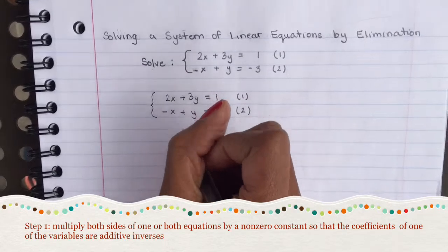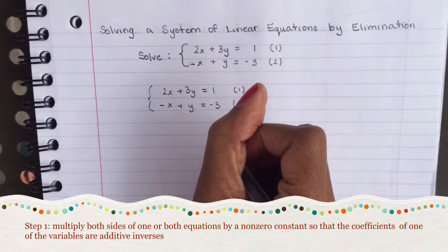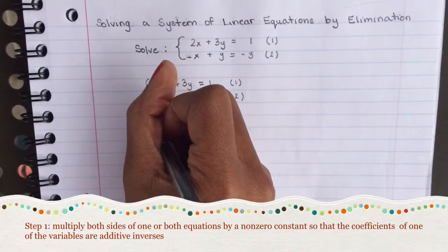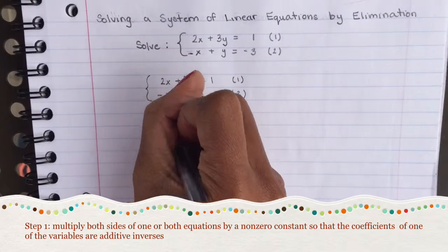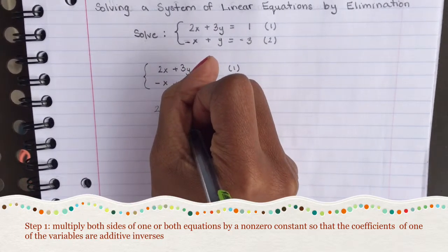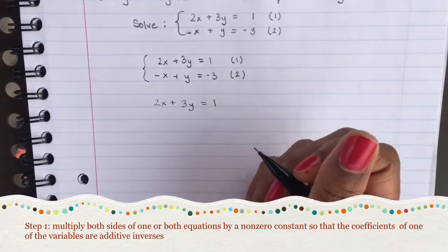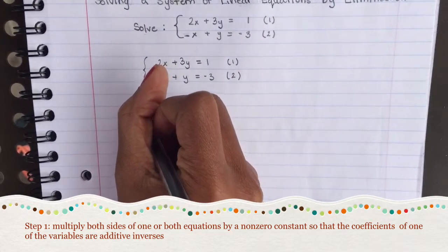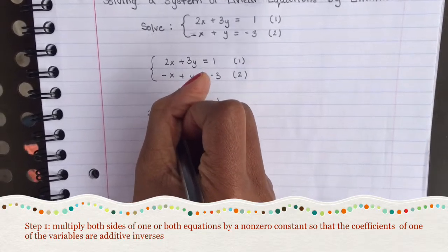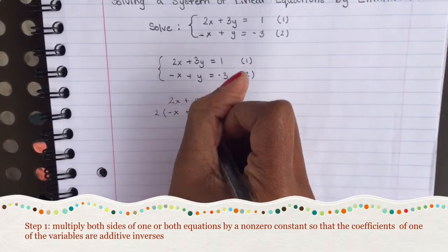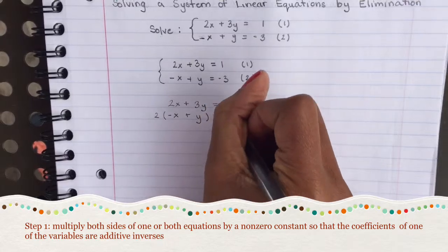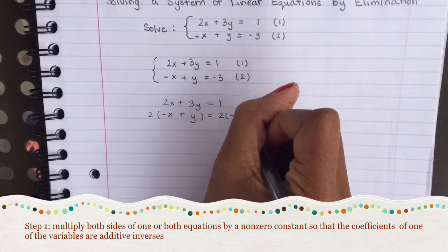The first step is to multiply both sides of one or both equations by a non-zero constant so the coefficients of one of the variables are additive inverses. In this example, we'll be taking the second equation and multiplying it by 2, because there is already a negative on the x, so it'll be easier to cancel it out in the next step.